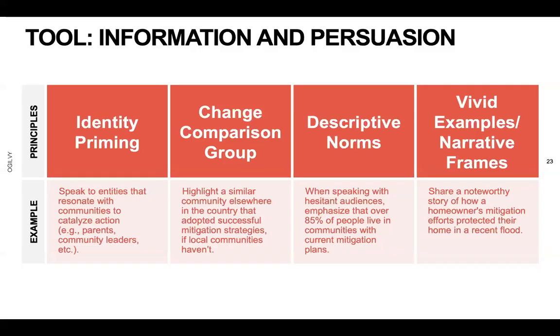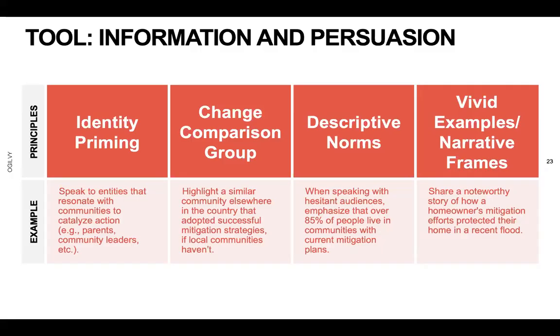For descriptive norms, that is referring to behaviors that are commonly observed in particular social groups or communities. That can make providing information on descriptive norms really helpful. I think we heard a couple of different examples of that. This is also great when we're sharing where most people are already doing that positive norm. You can see the example here where 85% of folks are living in communities with mitigation plans.